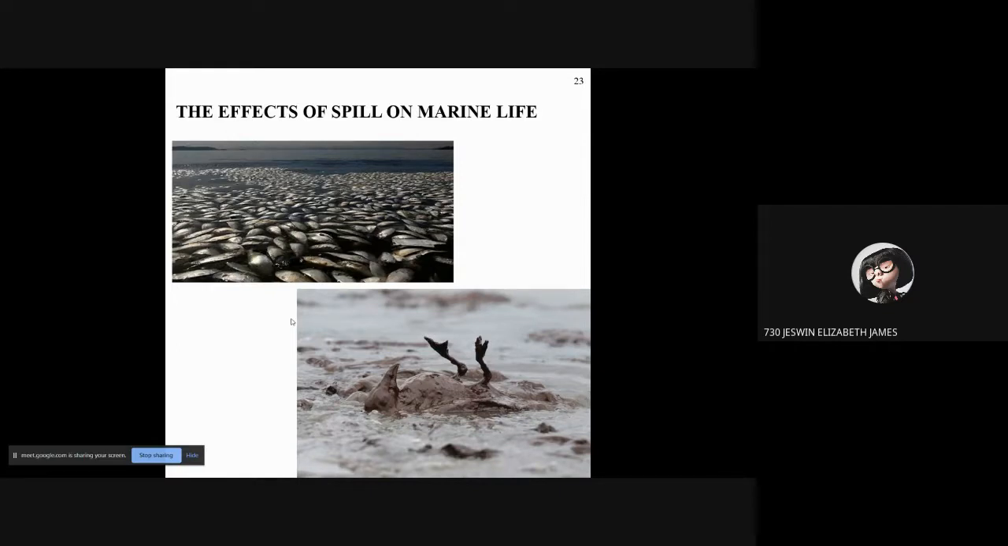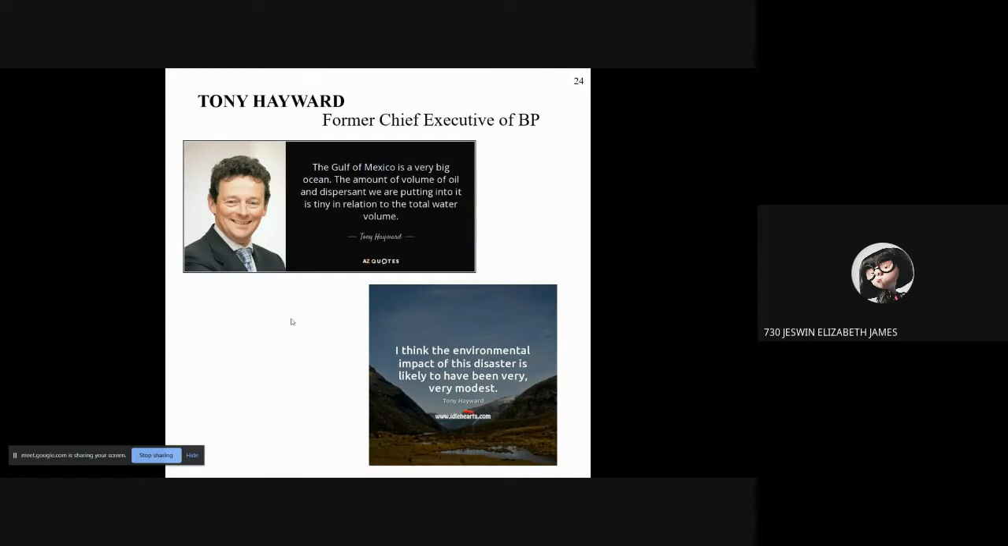In the write-up, I had actually included a statement of Tony Hayward. He was the former executive of British Petroleum. Now, these two are his quotes about the oil spill. He said that the Gulf of Mexico is a very big ocean, and the amount of volume of oil and the dispersant we are putting into it is tiny in relation to the total water volume. And another statement he made is that I think the environmental impact of this disaster is likely to have been very, very modest. That is, very, very small.